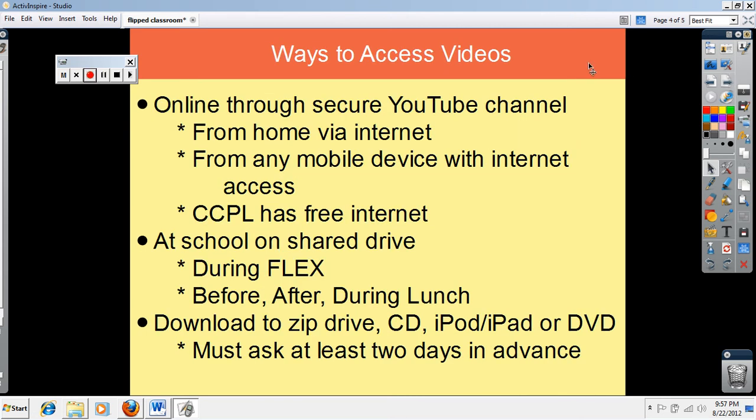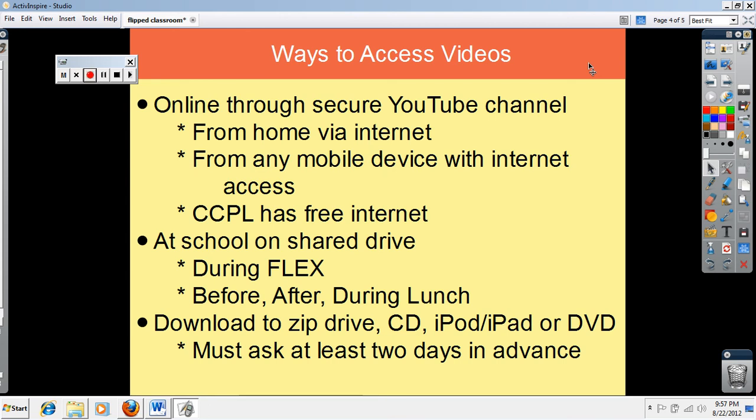So, ways to access videos. Some parents are concerned about how they can get their kids to access these at home. Basically, you can access them online through my secure YouTube channel. They can do that from home via internet access, and I will post the link to my YouTube channel, which is just strictly these instructional videos for kids, on the blog. They can access it from a mobile device with internet access, iPad, iPhone, iPods, all that stuff. And then the Carroll County Public Library also has free internet if you have a library card, so they can go there and watch the videos if they have headphones, and not bother anybody.